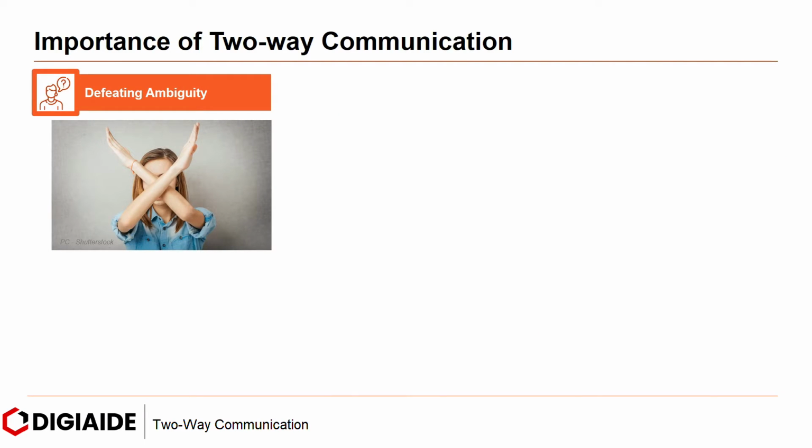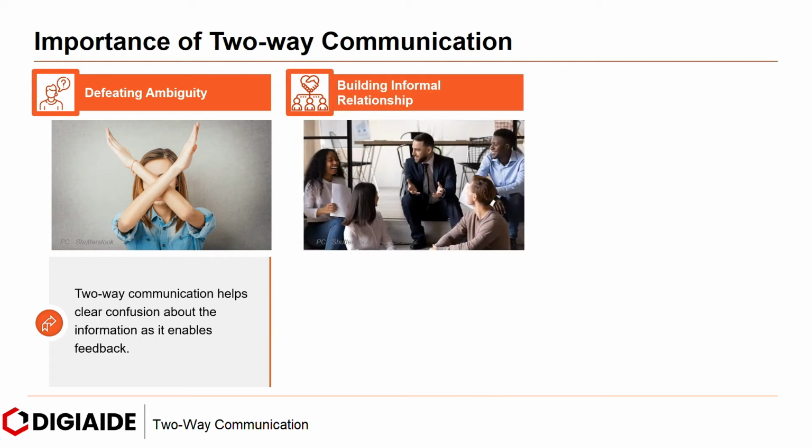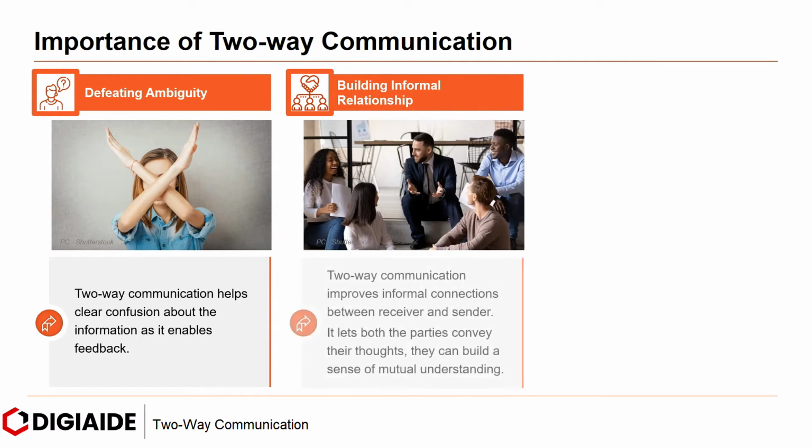Next, defeating ambiguity. Two-way communication helps clear confusion about information as it enables feedback. Next, building informal relationships. Two-way communication improves informal connections between receiver and sender. It lets both the parties convey their thoughts. They can build a sense of mutual understanding.